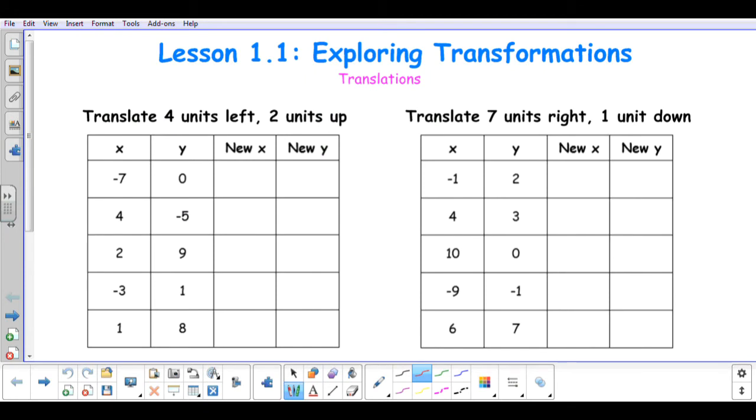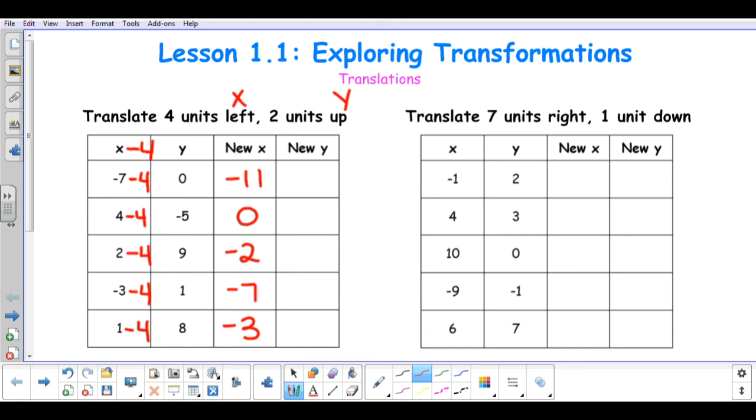So here in our first table, it says to translate 4 units left and 2 units up. So the left direction affects the x, and the up direction affects the y. So we're going to go left, so I'm going to take all of my x's, and I'm going to subtract the 4 units from each one. So I'm going to have negative 7, subtract 4 to get negative 11. Then positive 4, subtract 4 for 0. Positive 2, subtract 4 for negative 2. Negative 3, subtract 4 for negative 7. And 1, subtract 4 for negative 3.